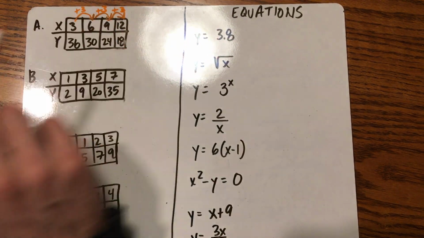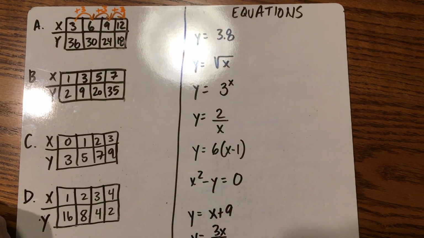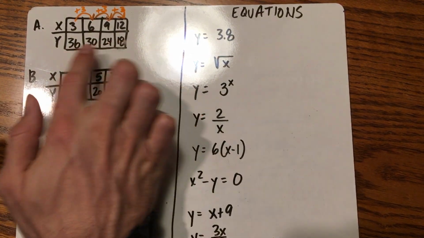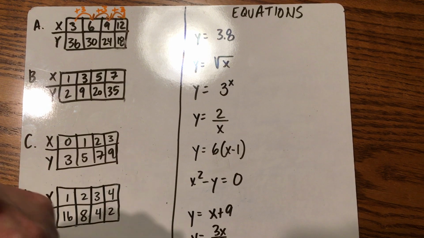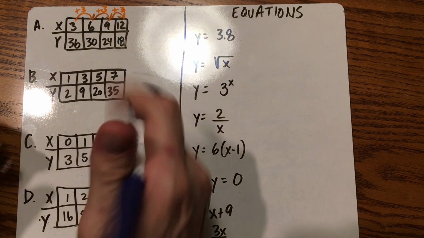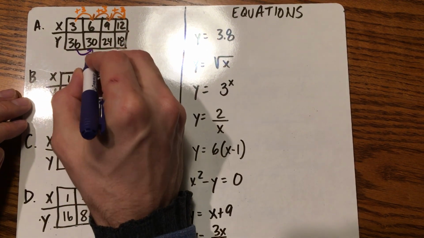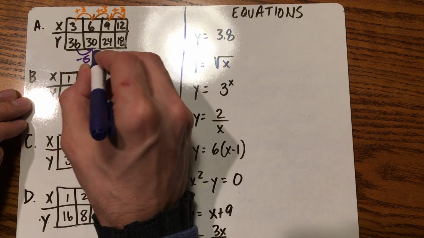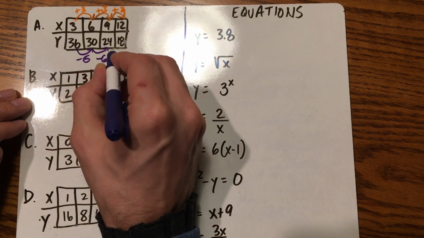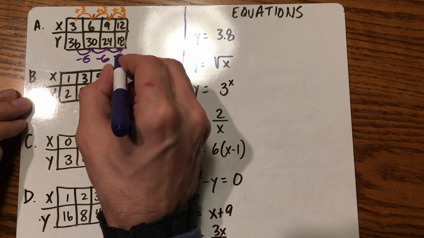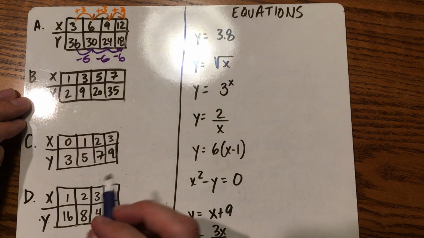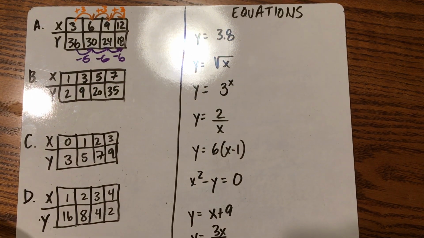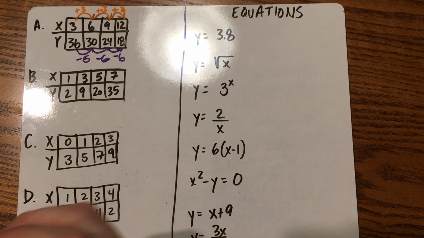And then you look down here with the y's. Is there a consistent pattern with the y's? The outputs, right? These are also called the dependent variable. This is also called the range. All of these are kind of synonyms. Here you're going -6, 36 down to 30. From 30 to 24, you're doing -6. From 24 to 18, you're going -6. So this is consistent, right? We have the same pattern all the way across. This has a constant rate of change, right?